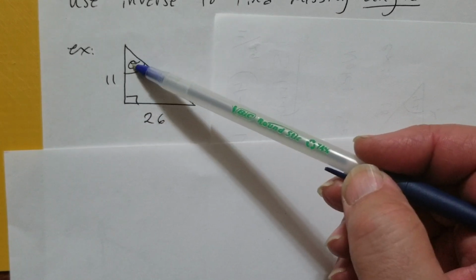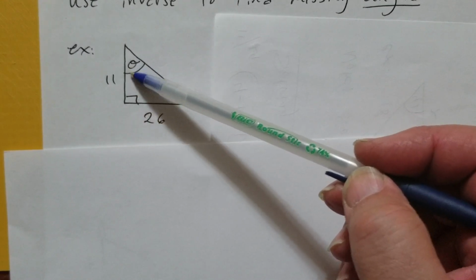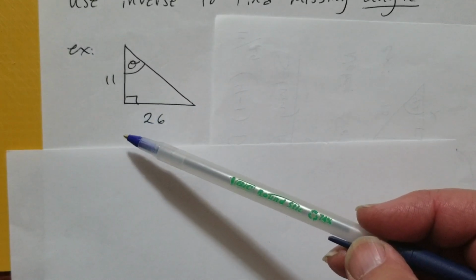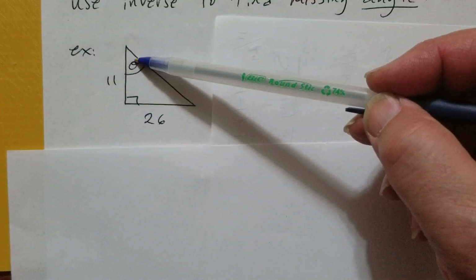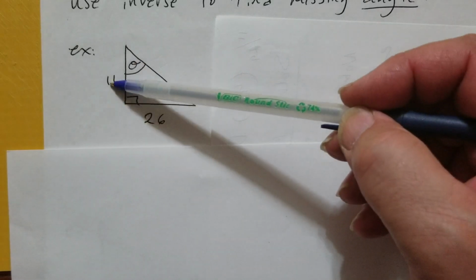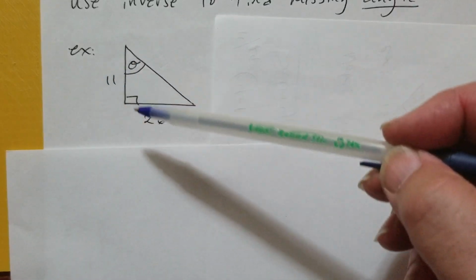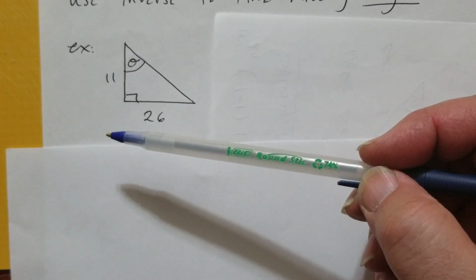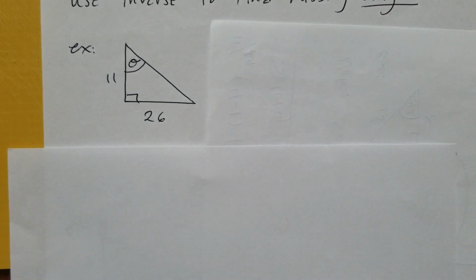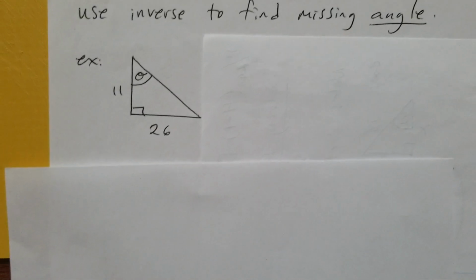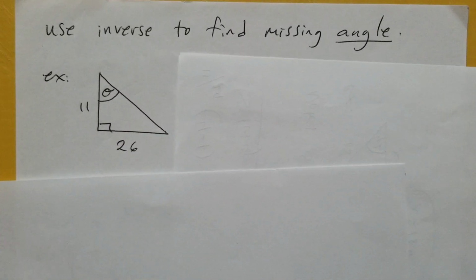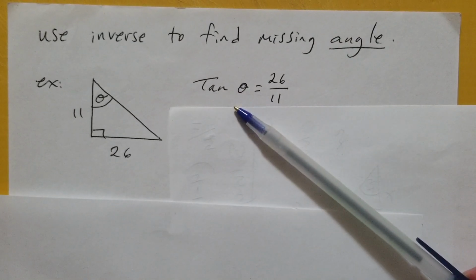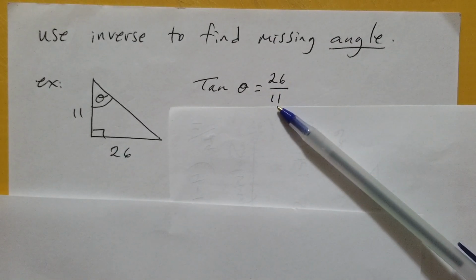So this angle is missing. I don't know what it is. I need to solve this problem. But look, they give me two sides. Which two sides? Well, from the angle, it's opposite and adjacent. Opposite, adjacent, OA, OA, TOA, tangent. So tangent is what I choose. Tangent is going to help me with this problem. So let me set it up. Tangent theta is equal to 26/11.